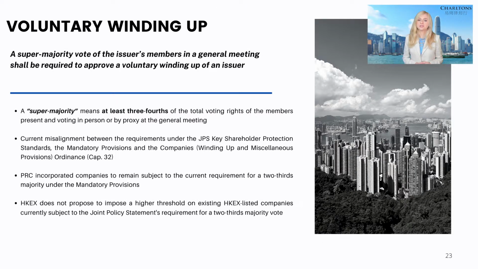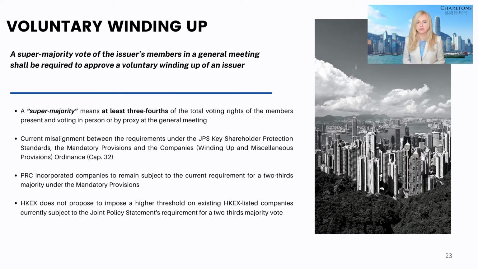The next core standard proposed will require a supermajority of the issuer's shareholders in a general meeting to approve a voluntary winding up of the listed company. There are currently different voting threshold requirements for a voluntary winding up. The joint policy statement and the mandatory provisions both require a 2/3 majority, whilst the Companies Winding Up and Miscellaneous Provisions Ordinance in Hong Kong requires a voluntary winding up to be passed by a special resolution.